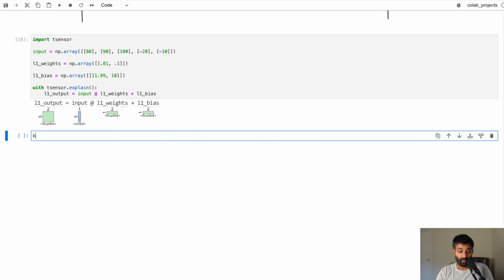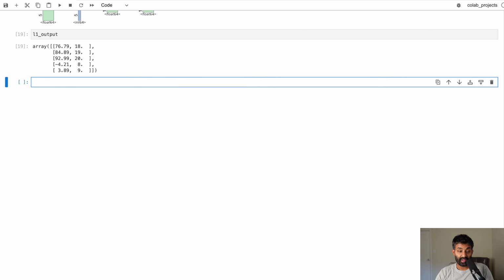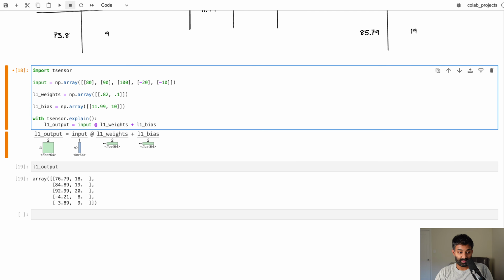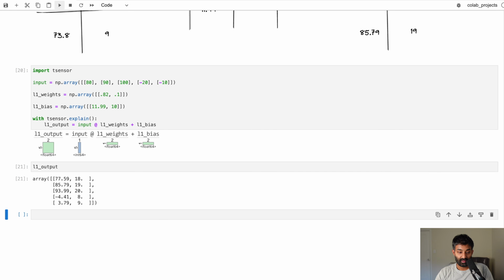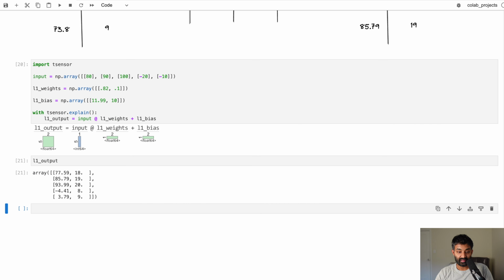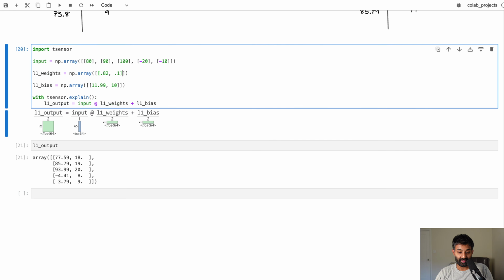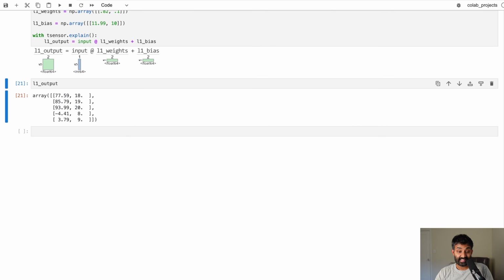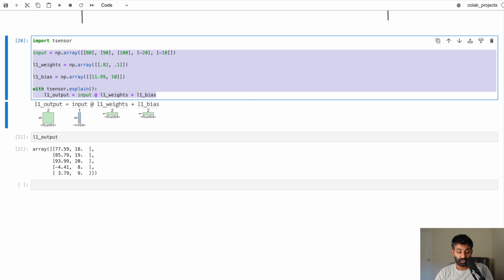And we can take a look at L1 output as well. And we'll see what we ended up with here. All right. It's bothering me that the numbers aren't exactly the same. It's because I made a little typo in the weight. All right, so this is the exact same thing that we did in the diagram, just in code.